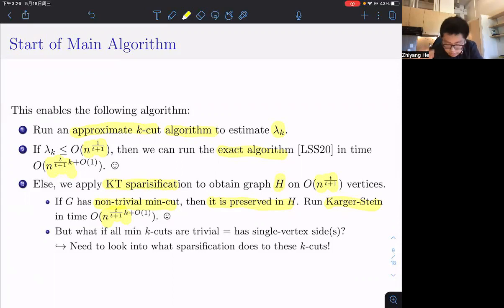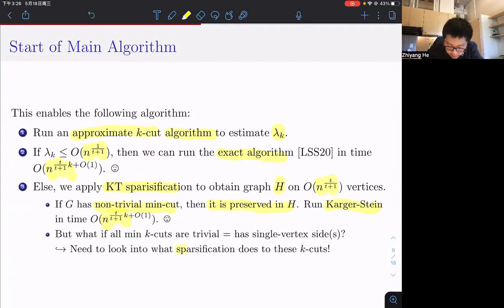And to start thinking about it, we need to look into how this KT specification operates on these K-cuts. Does it hopefully preserve them? Does it partly preserve them? Or does it completely destroy these trivial K-cuts? As we'll see in a moment, these trivial K-cuts are actually partially preserved.